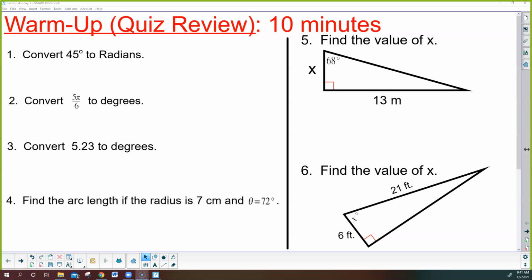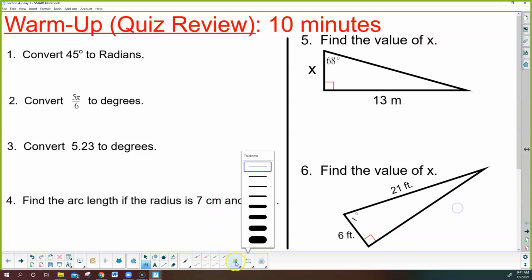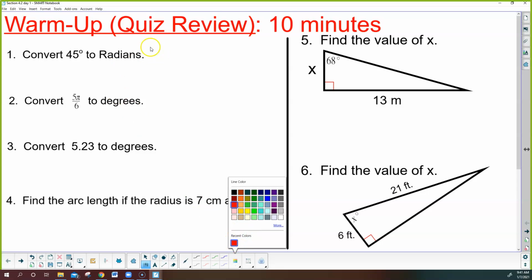All right, so if you are watching the video later on today, go ahead and hit pause. Try these 6 questions. They're a good review for the quiz that's going to be coming up this weekend. So I'm going to go through this really quick because you guys had a chance to work through it. And please check your work as we go.